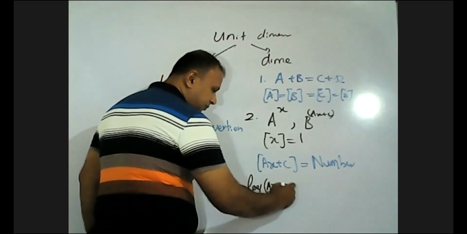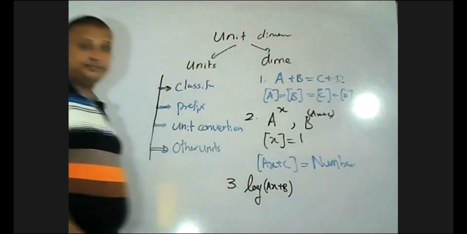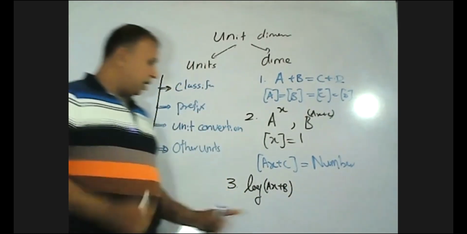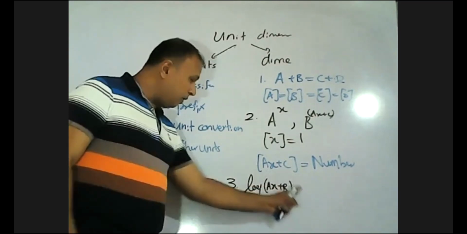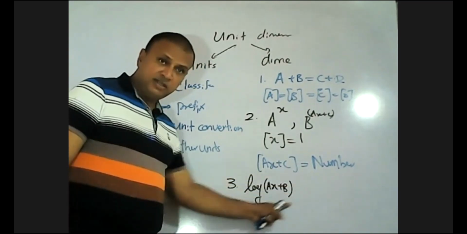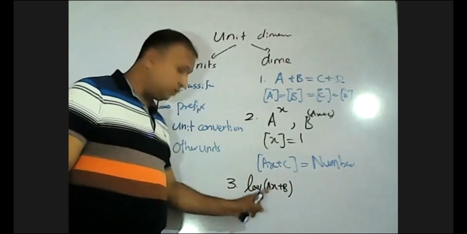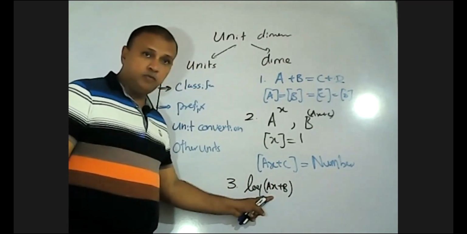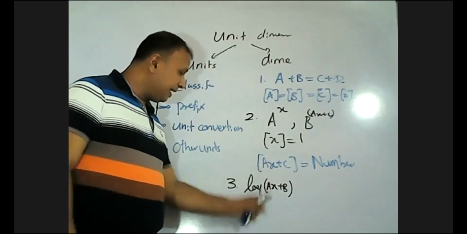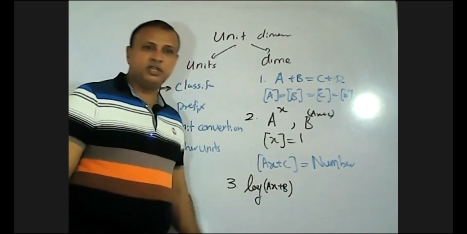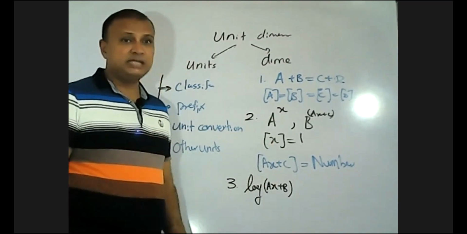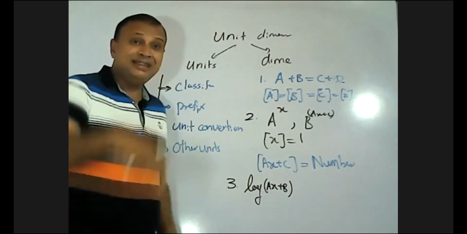Ax plus b, that kind of thing. Okay, so within a logarithm function, there should be a number. So this part should be a number. That means, Puta, the ax plus b expression doesn't have a dimension. That means it is a number.